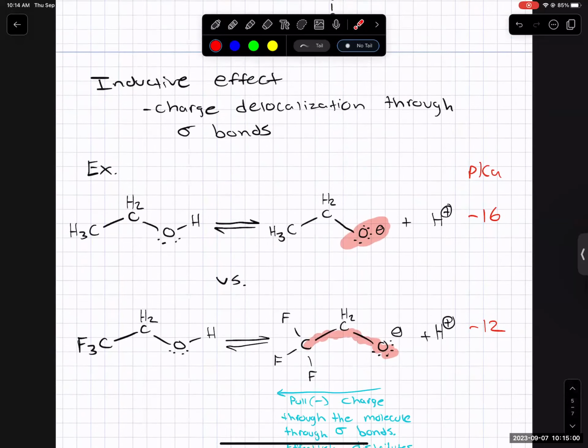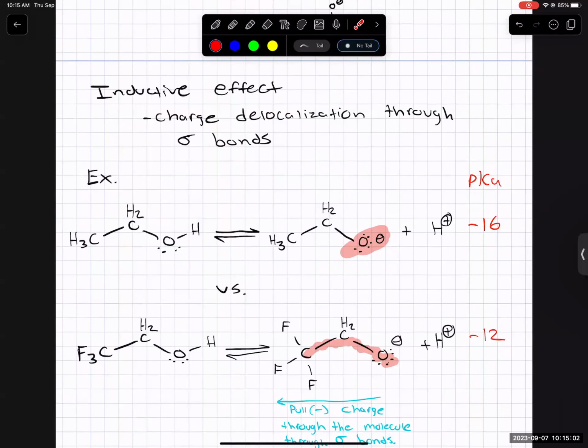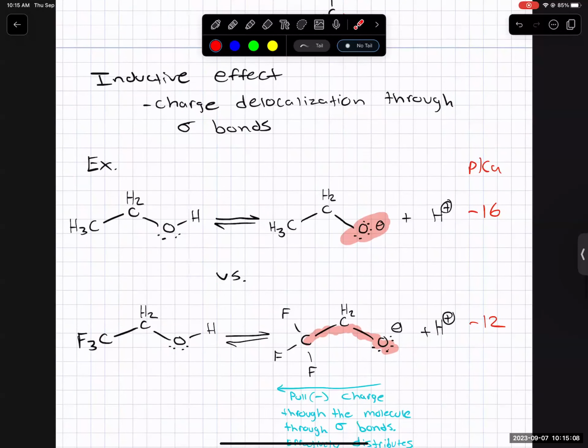Inductive effect is just delocalization of the negative charge through sigma bonds. So all sigma bonds are just single bonds. We're not dealing with double or triple bonds. Okay. So we have 2 examples here, with the only difference being the 3 fluorines over here.